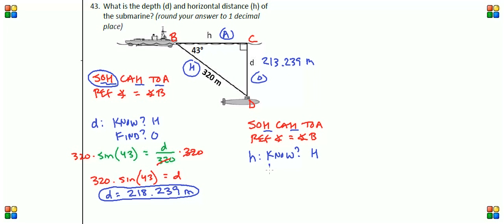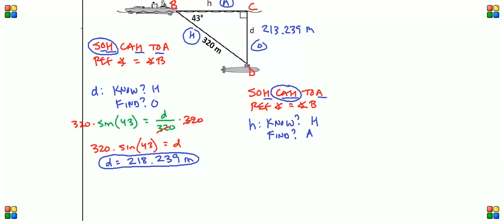What side do we want to find? In this case now, it's adjacent. We want to find the value of H, which is adjacent. We will underline the A in SOHCAHTOA. This clearly shows our trig function is going to be cosine. Let's write our equation.